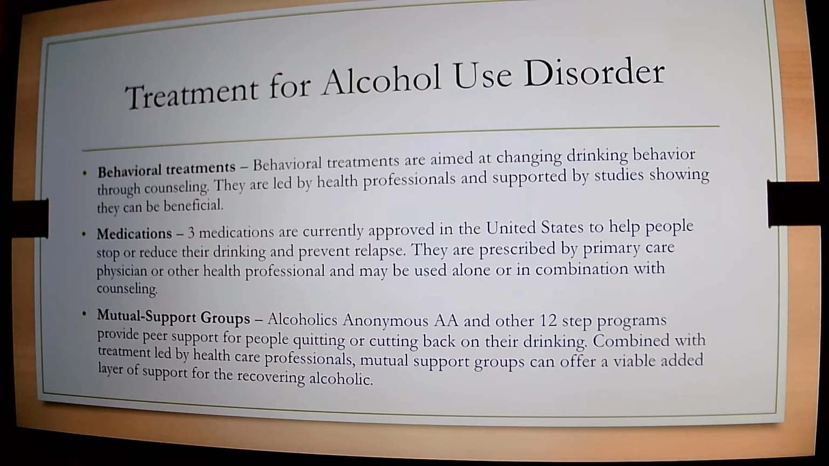The next treatment for alcohol use disorder that we see most commonly is medications. There are currently three medications approved in the United States to help stop or reduce drinking and prevent relapse. They are prescribed by primary care physicians or other healthcare professionals and may be used alone or in combination with counseling. And then the last we have is mutual support groups, also known as self-help groups sometimes. These include Alcoholics Anonymous, AA, and other 12-step programs.